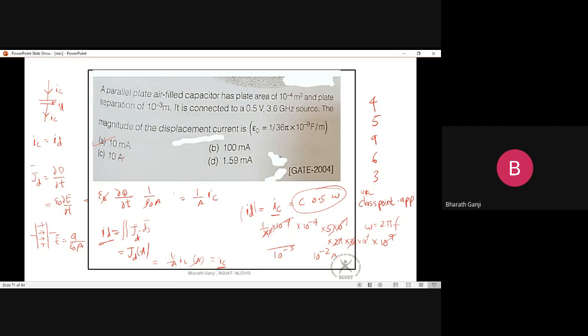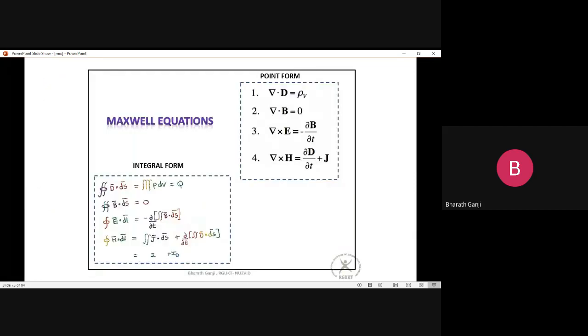Okay, so that's how you solve it. So these are the Maxwell displacement current problems. And as I was saying, the final form of Maxwell equations is like this. Del dot D bar is equal to the charge density rho v. Okay, so write these equations.